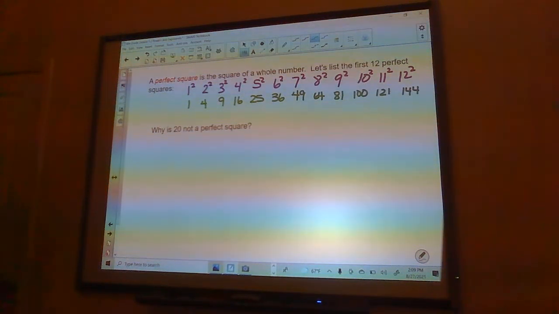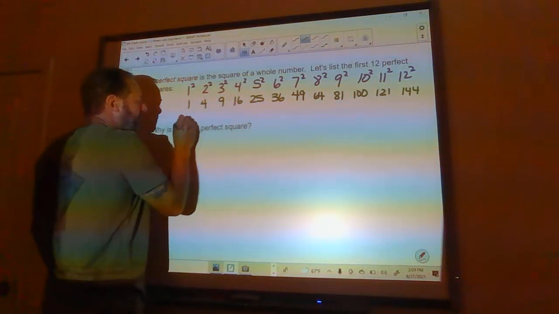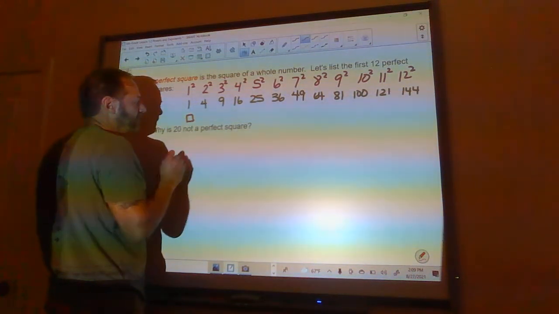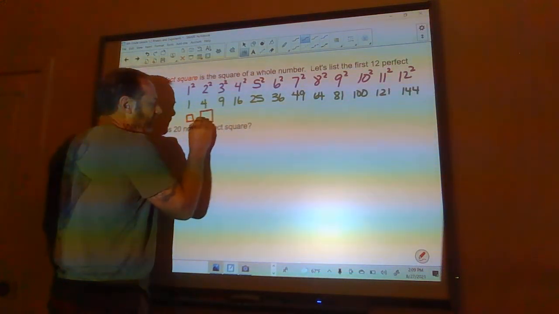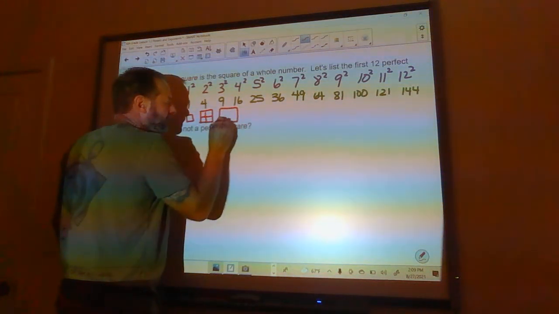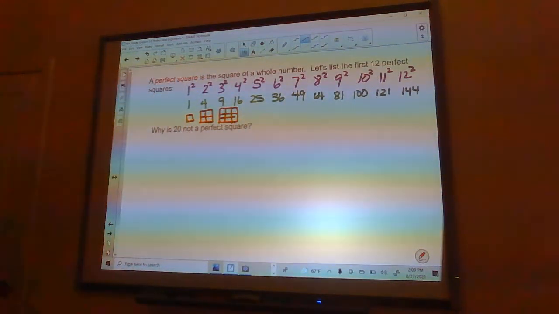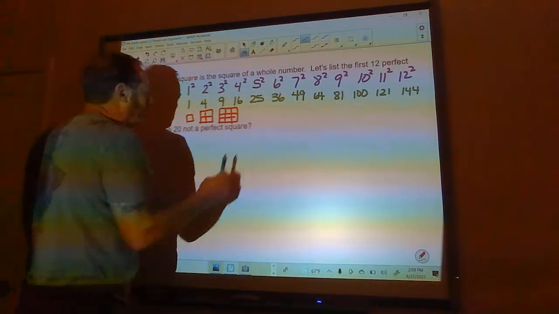Okay? So basically what that means is you can make a perfect square out of each one of these. So it's real easy with 1 and 4. You can do the 2x2 thing. It gets a little big real quick to actually draw, but you can get the idea. There's 3 squared and so on.